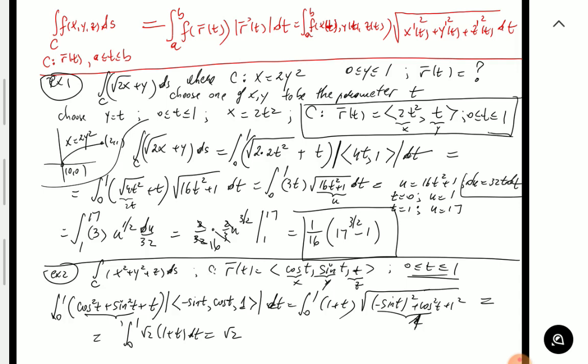We can pull root 2 out and then integrate between 0 and 1. If you plug in 1, that's root 2 times 1 plus 1 over 2. So that's 3 over 2, 3 square root of 2 over 2.